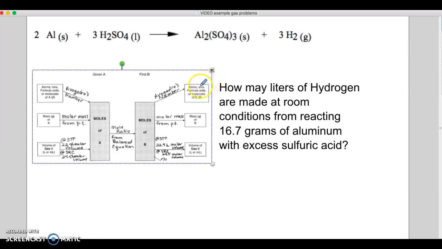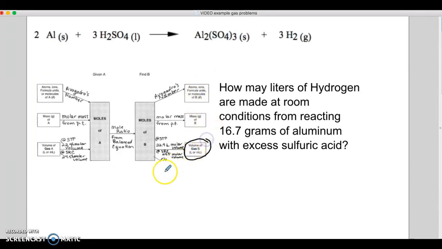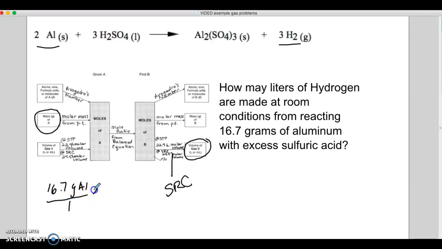So this is one of them, and they want to know how many liters of hydrogen are made at room conditions. So I'm going to be ending here, and I'm going to know that I'm using SRC. They didn't say SRC, but they said room conditions. I'm starting with grams, 16.7 grams of aluminum. So aluminum and hydrogen. Just like I've done in the past, I'm going to start with what I've been given, the 16.7 grams of aluminum. I'm always going to convert to mole using molar mass. So 26.98 on the periodic table for every 1 mole.